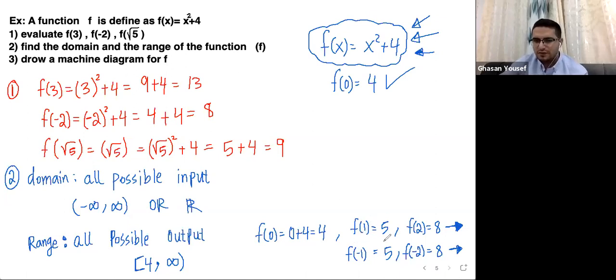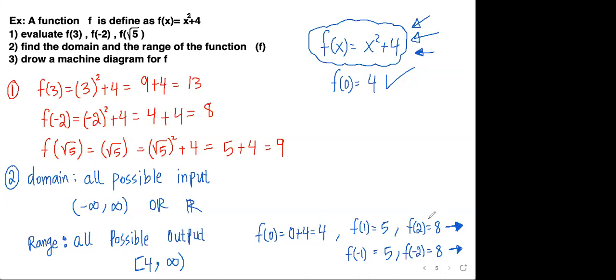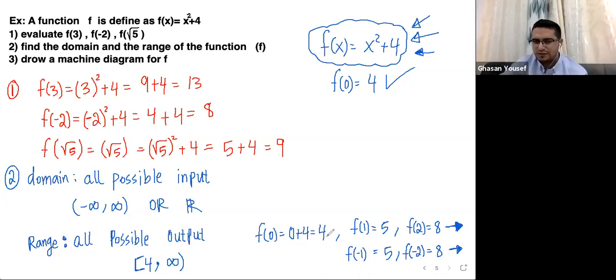f of 1 and f of minus 1 give the same answer. f of 2 and f of minus 2 give the same answer, positive 8. Same thing for f of 3 and f of minus 3, exactly the same. So as we see, the output starts from the number 4, 4 is included, and goes to positive infinity. Or I can define it another way: y such that y is greater than or equal to 4.